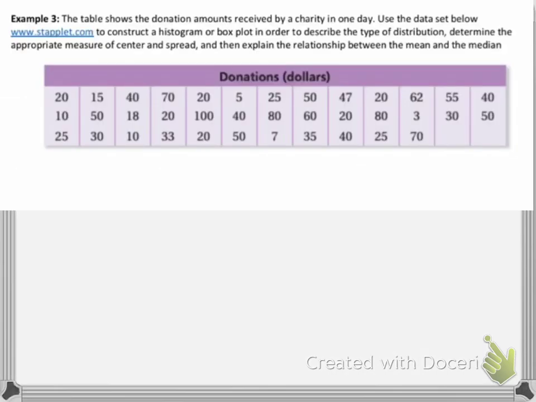In this last one, what I'd like you to do is hop on to Stapplet and enter in this data below on the money that was donated. Sketch either a histogram or a box plot, and then tell me what you would use. Based off of it being positively skewed or negative, would you use the mean or the median, 5-number summary, standard deviation, and so forth?